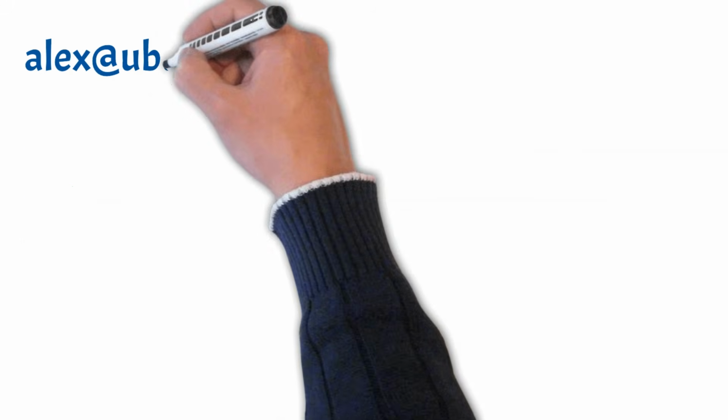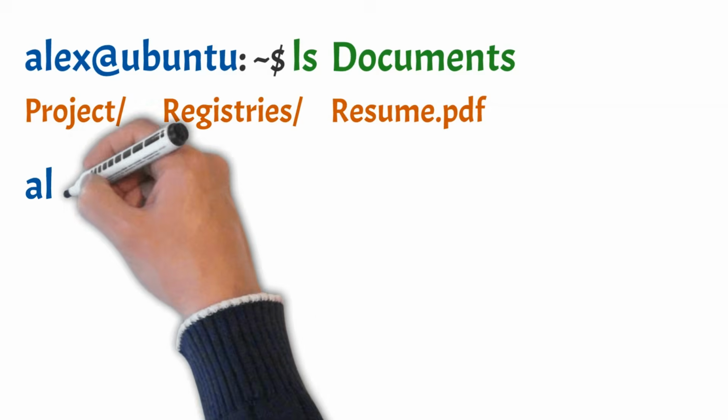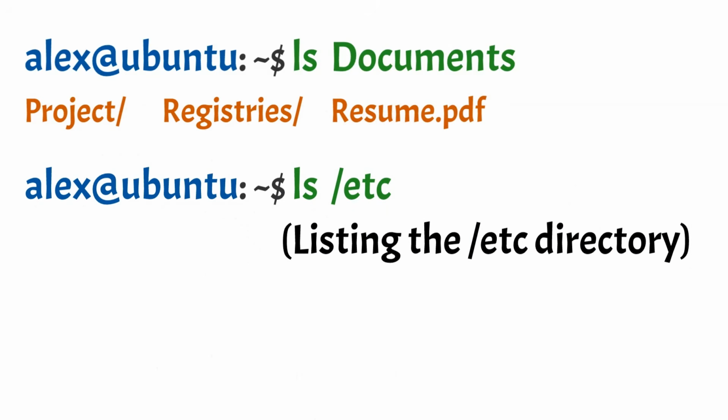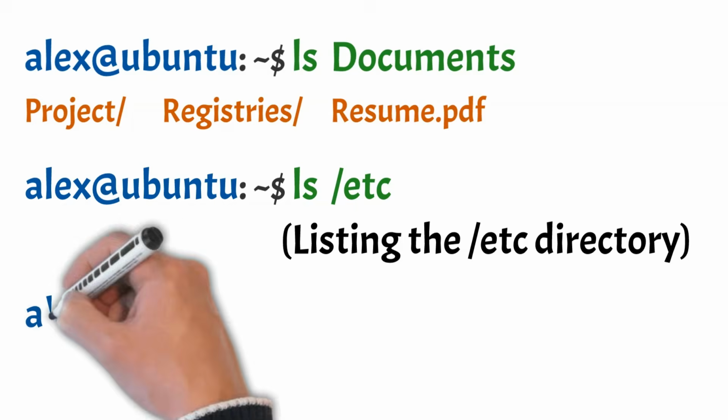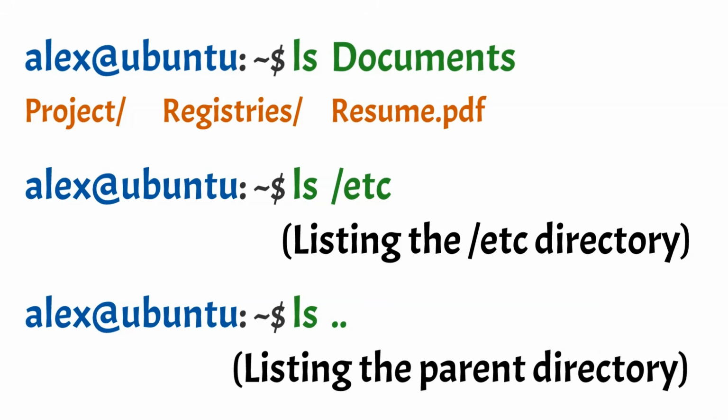Besides listing files in your current directory, you can also use ls to look inside any folder by adding the folder name after the command. For example, ls documents will show the contents of the documents folder inside your current directory. You can also specify full or relative paths, like ls /etc to list system files or ls .. to look in the parent folder.